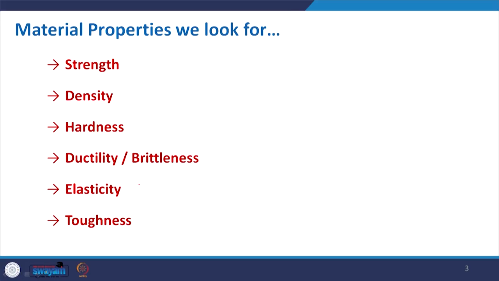There are a few materials which help in compression, and a few materials which are good for tensile force. So we know compression and tension, and we will just recap some of these things, because this is one of the crucial parts while designing a structural system for a building. There are six basic properties that we look for in a building material or structural material: strength, density, hardness, ductility or brittleness, elasticity and toughness.